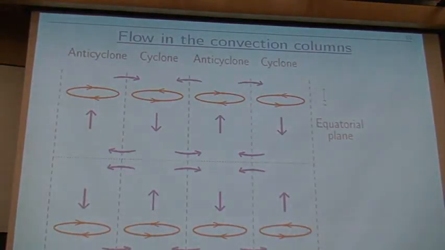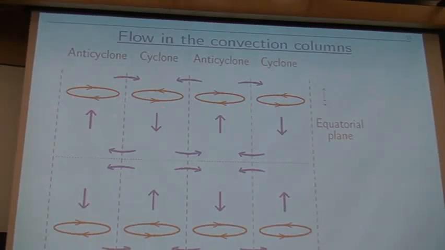Okay, so that's the cartoon. Right, so let's see what we've got in this cartoon. So this is the equatorial plane here, and that's the Z direction, so that's parallel to the rotation axis. And what I've drawn here is a whole lot of convective columns.